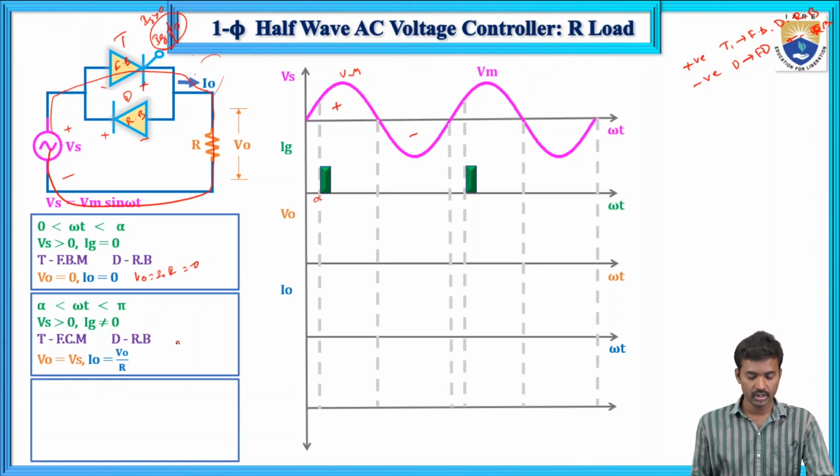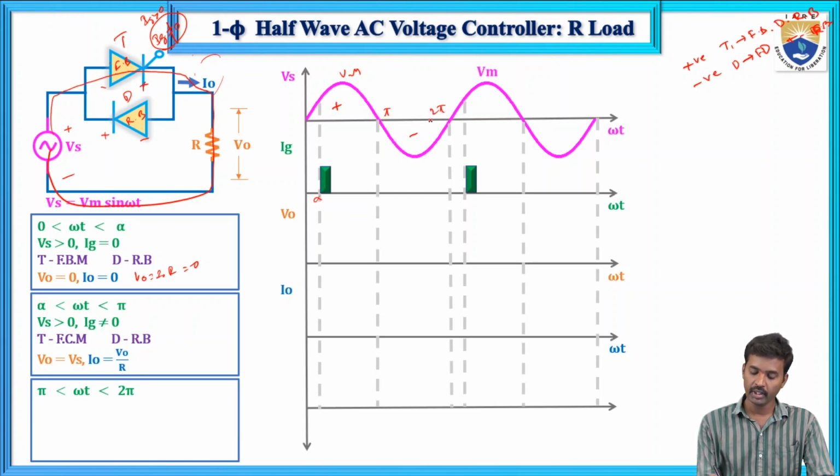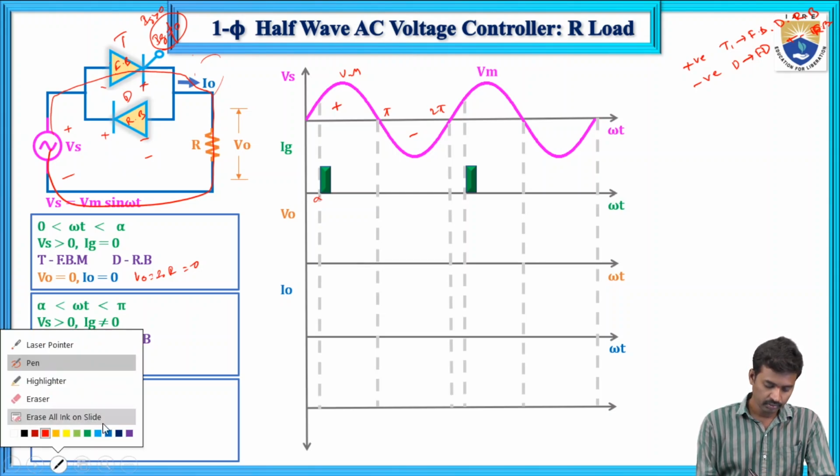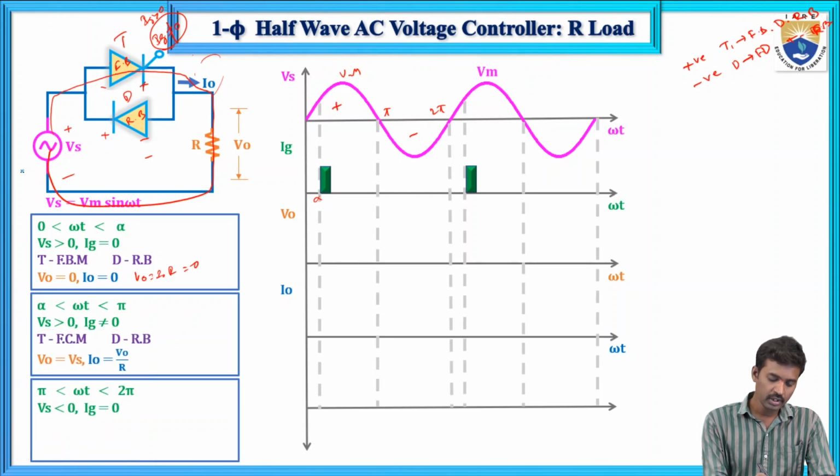Now the next case is from pi to 2 pi. So this is pi and this is 2 pi. Here we are applying the negative half cycle. So this is the positive and this is the negative, a reverse: minus and plus. So this is a minus and this is a plus, and this is a plus and this is a minus.